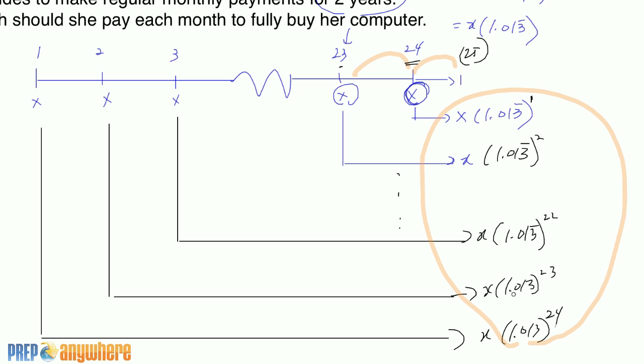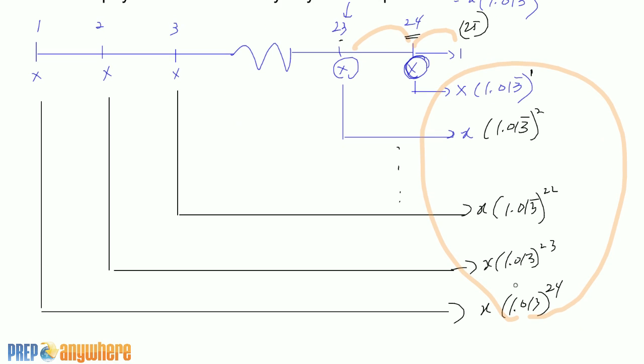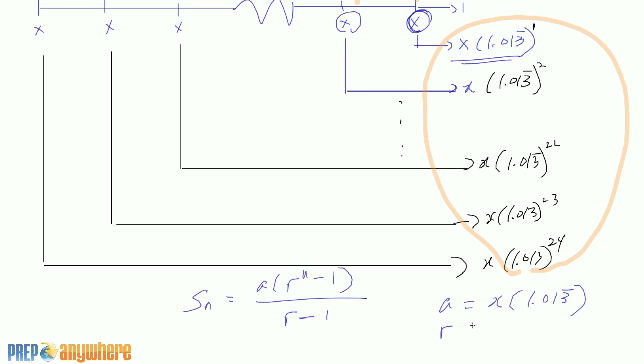You have to add this all up. If you add it all up, it should add up to $2,000. Now, adding it all up is a geometric series. Do you see it now? We have a different type of financial problem that uses geometric series. What's the first term? What's A? Recall that Sn is A times (r to the power of n minus 1) over (r minus 1). That's the formula. A is referring to the first term. It's X times 1.013 repeating. The common ratio is just 1.013 repeating.